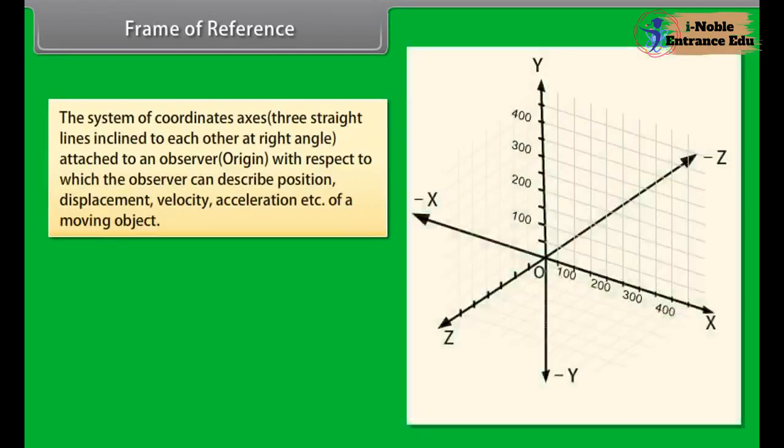Frame of reference. The system of coordinate axes, 3 straight lines inclined to each other at right angle, attached to an observer origin, with respect to which the observer can describe position, displacement, velocity, acceleration, etc. of a moving object. It consists of three coordinates x, y, and z with origin O at the starting point of the particle.